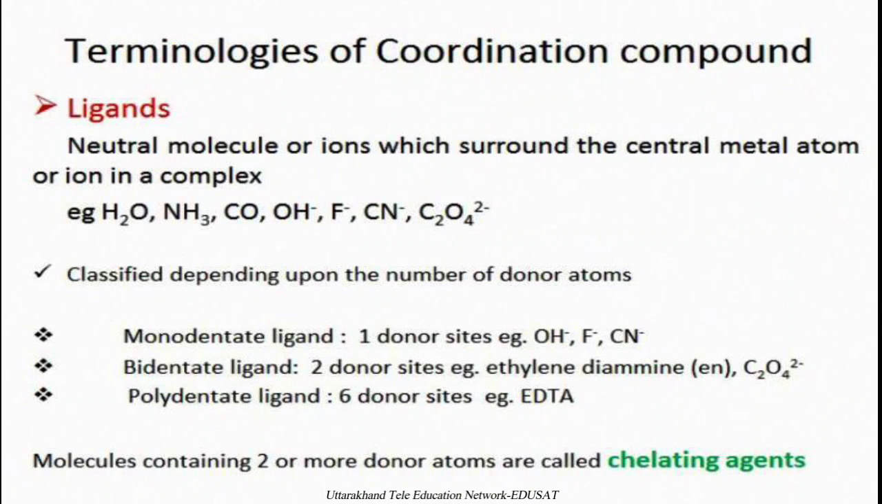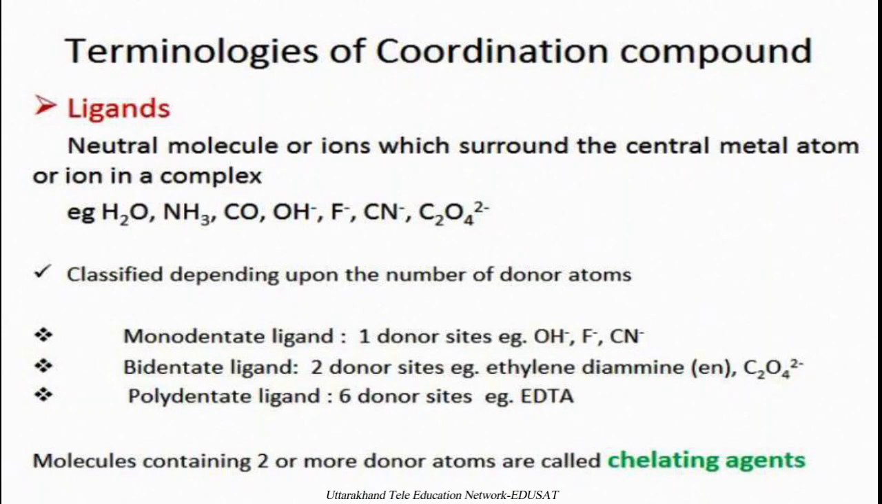I have told you that a ligand is a neutral molecule or ion which surrounds the central metal atom or ion. It means in a central position there is a metal ion or metal atom, and around the central metal atom we have some neutral molecules, atoms or ions. For example, the water molecule.